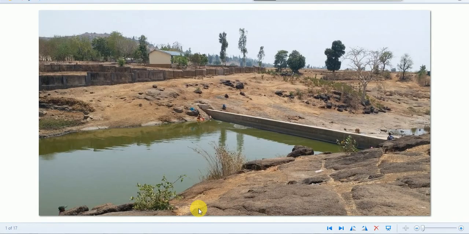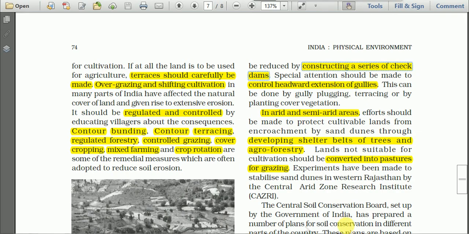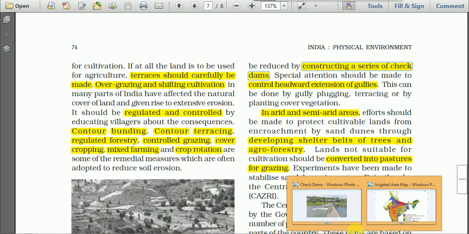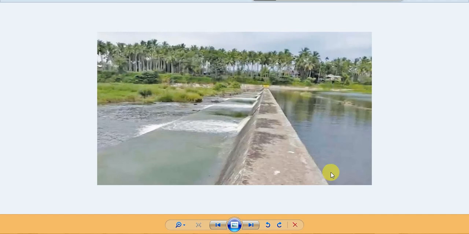This is a photograph showing a check dam. See here, this is a check dam, and by constructing a series of check dams, we can control the development of these bigger gullies. Here is another photograph showing check dams, and if we construct such small dams, then gully erosion may be checked.